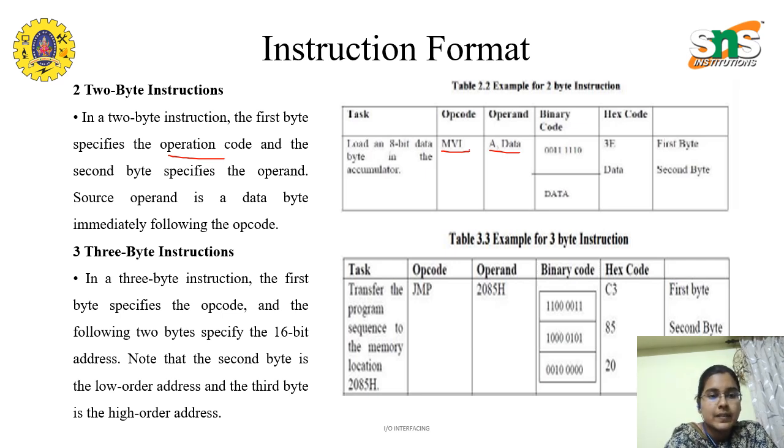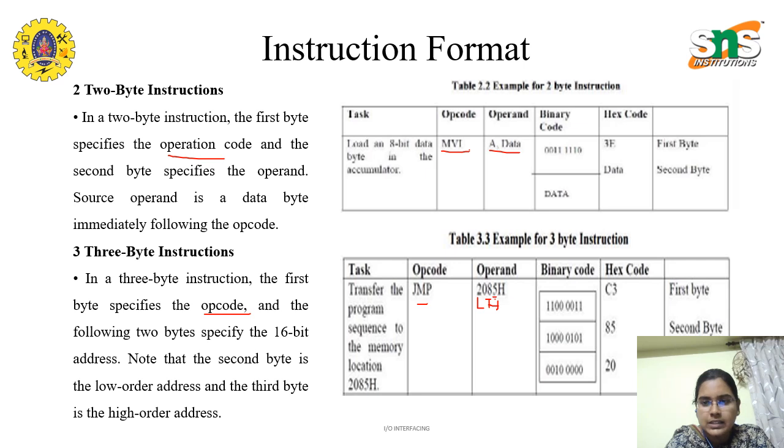And the last one is 3 byte instructions. In this 3 byte instruction, the first byte specifies the opcode. You can see the first one is JMP, jump, which is an opcode, that is operation code, and the following 2 bytes specify a 16-bit address. So this is the 16-bit address 2085. It is split up, that is 20 and 85 are two different 8-bit data. Note that the second byte is the lower order and the third byte is the higher order. So higher order is 85 and lower order is 20.